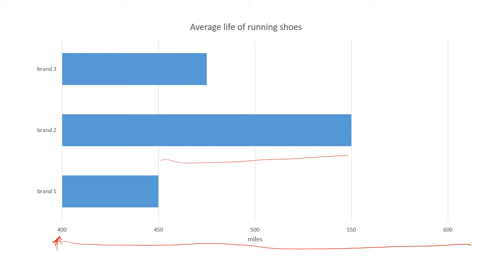It's not significantly longer, although 100 miles is pretty far. Most people might get that in about a month. So you might say that brand 2 lasts about a month longer than brand 1. But again, that's going to depend on the type of activities that your shoes are doing as well.